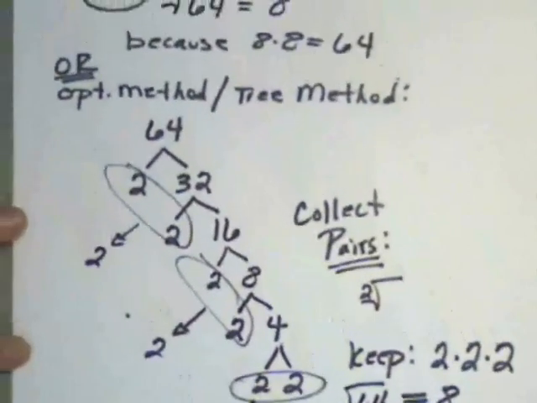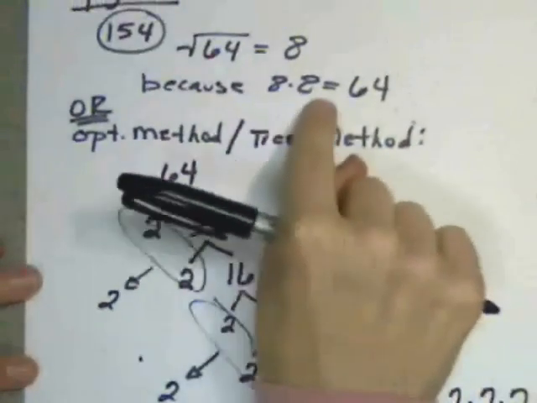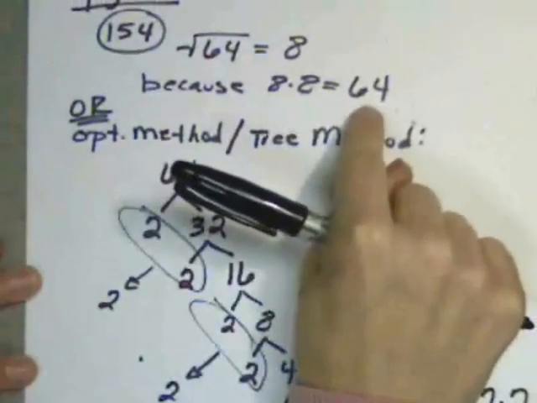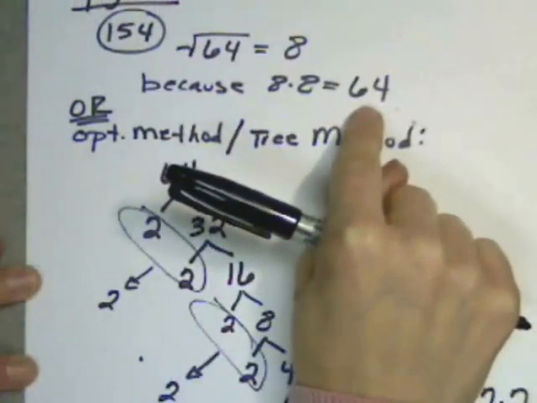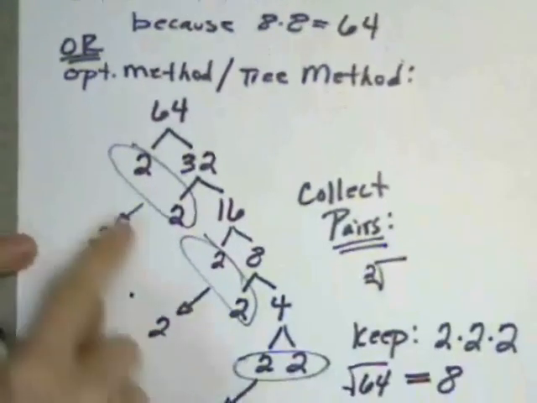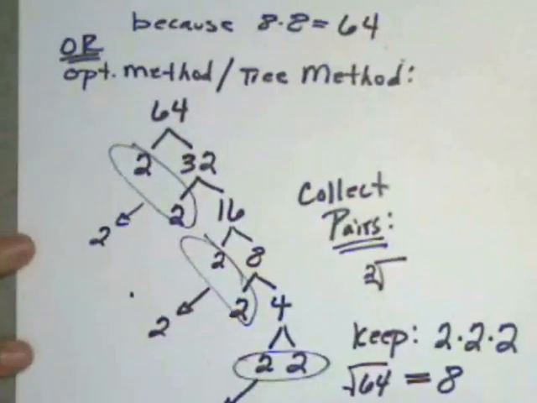Once again, you have 2 ways. If you can just see that the number times itself equals the one under the bar, go for that. If not, use the tree method and go back and collect your things. Collect your prime numbers to see what you get.